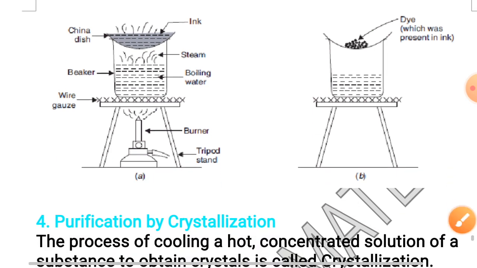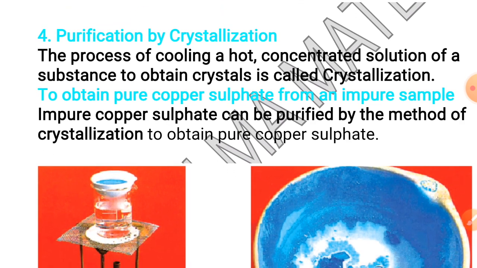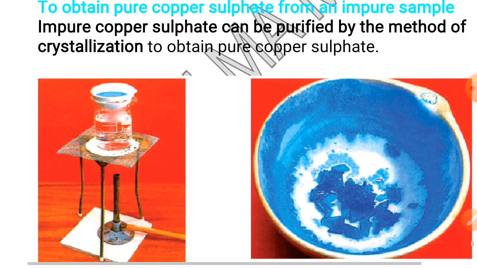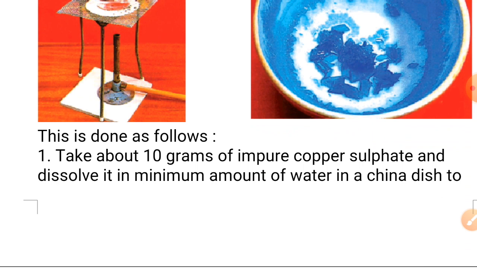Now students, the next one is purification by crystallization. The process of cooling a hot concentrated solution of a substance to obtain crystals is called crystallization. So we are now studying a process to obtain pure copper sulfate from an impure sample. So basically we have taken impure copper sulfate, and now we will see the various steps. Firstly, some impure copper sulfate is dissolved in a minimum amount of water in a china dish.